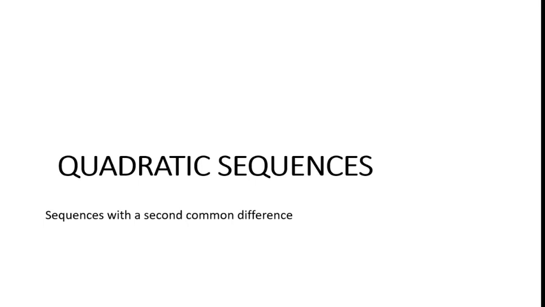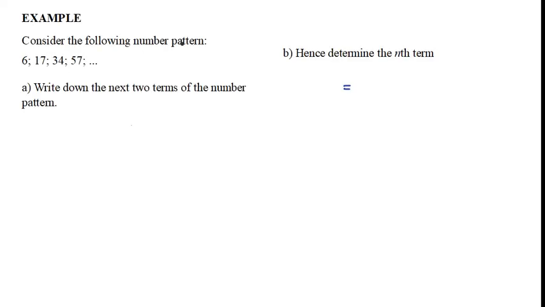We're going to start with quadratic sequences. These are sequences that have a second common difference. It's a sequence like this one over there. The number pattern is 6, then 17, then 34, then 57. If we look for the difference between 17 and 6, we find that the difference is 11. The difference between 34 and 17 is 17. The difference between 57 and 34 should be 23.